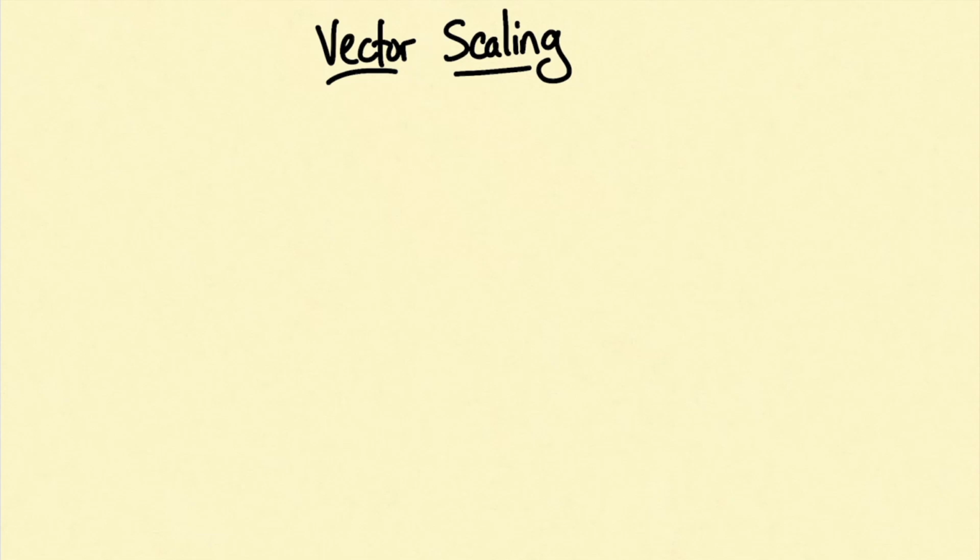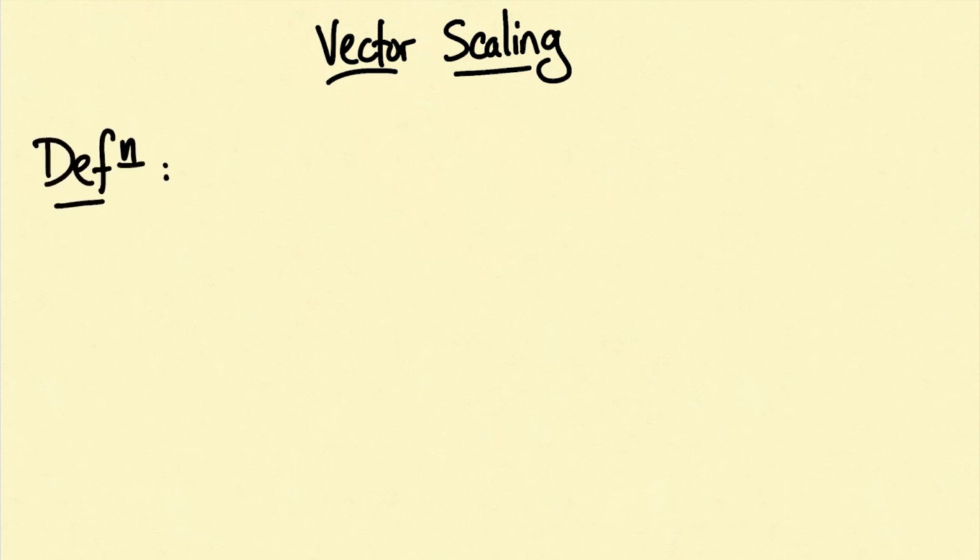Now that we understand what a vector actually is, we want to define some basic operations. Our first operation is going to be scaling. So we'll define it, then we'll do some examples so that we understand what's actually happening.